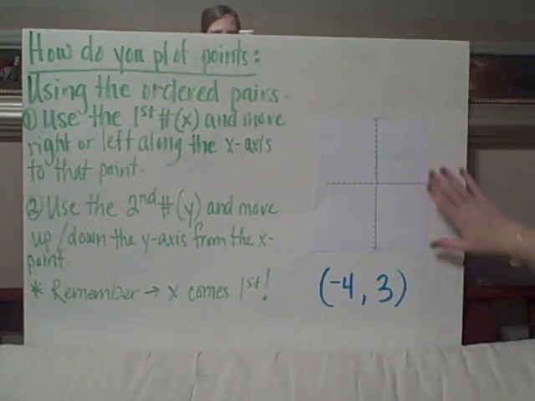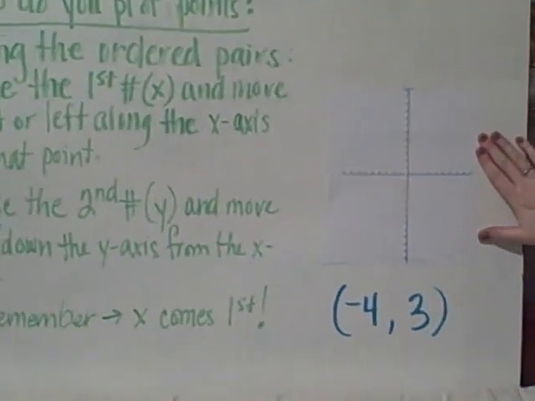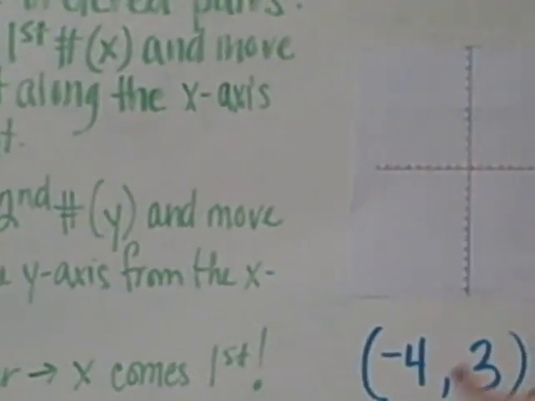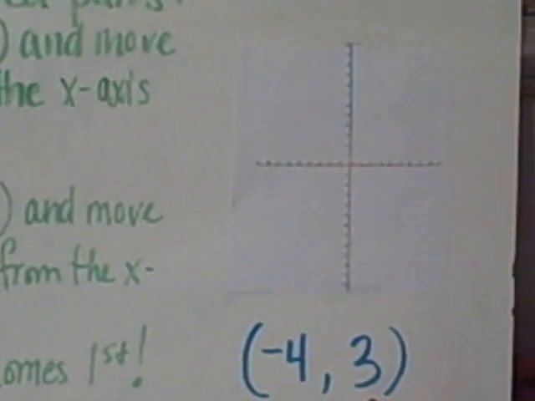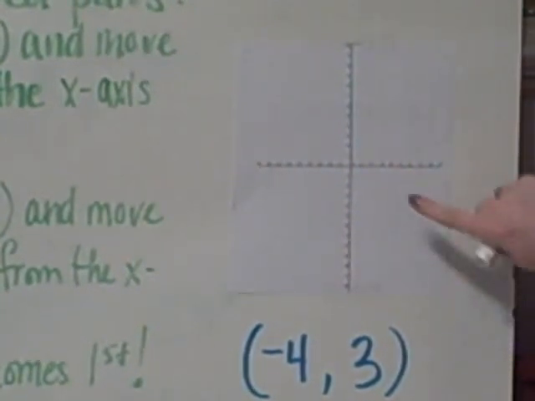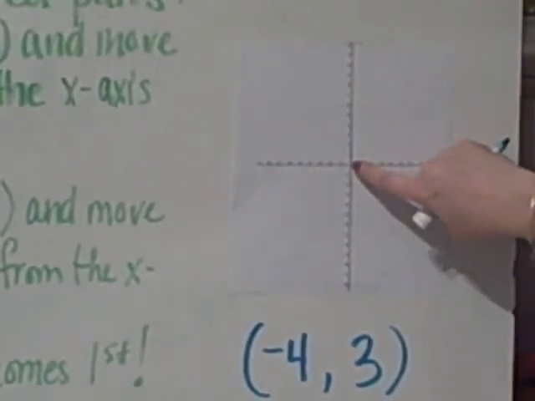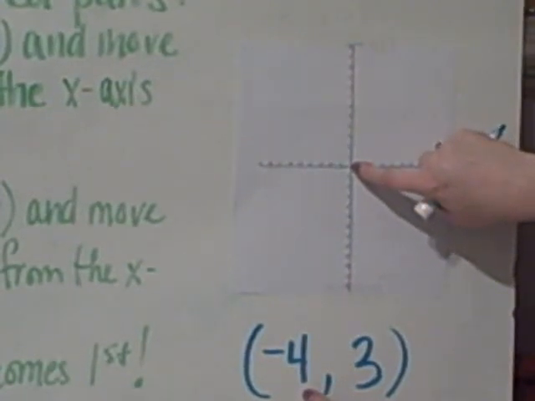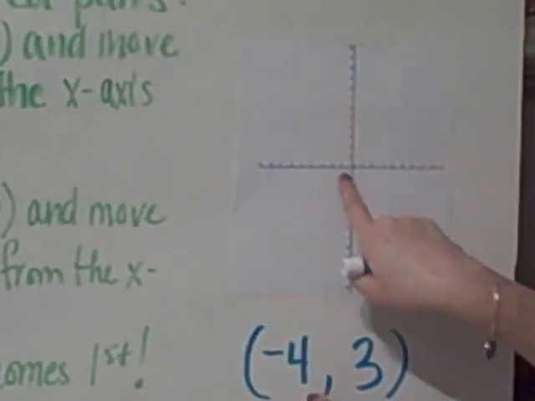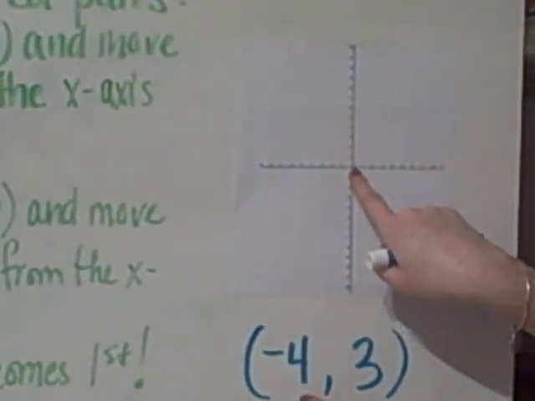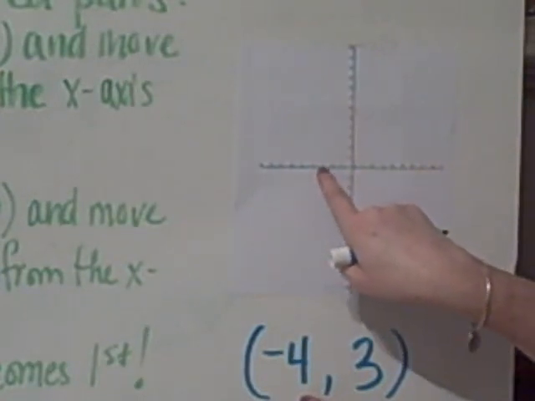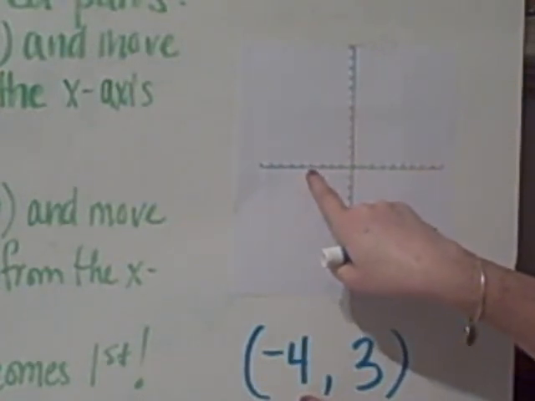Again, we're going to zoom in on this blank grid that I have here, and we are going to actually plot the point (-4, 3). So we're going to start at 0, and look at the first number in our ordered pair, which was -4. The negatives are on the left side of this graph, so we are going to move over 1, 2, 3, 4, to -4.